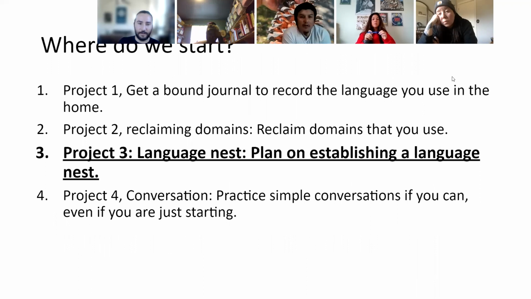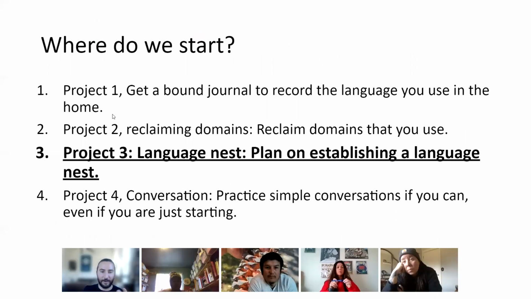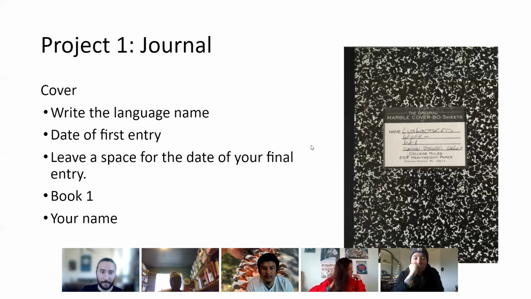So where do we start? I have four simultaneous projects in this class. Project 1 is get a bound journal to record the language you use in the home. Project 2, reclaiming domains. Project 3, language nest: plan on establishing a language nest. And Project 4, conversation: practice simple conversations if you can, even if you're just starting. That's what I had you do last week. So we're just going to go over the journal today.